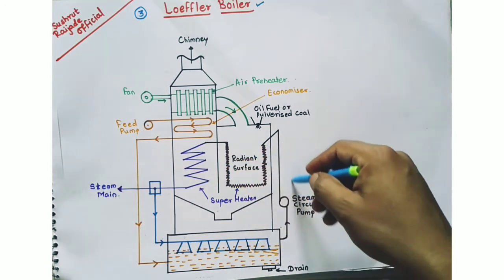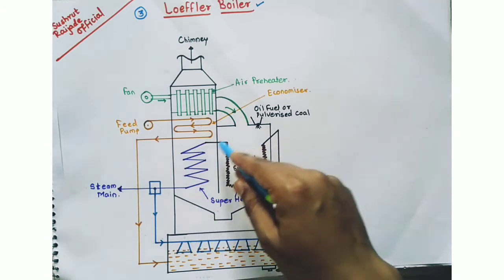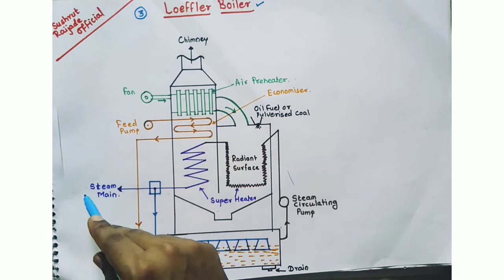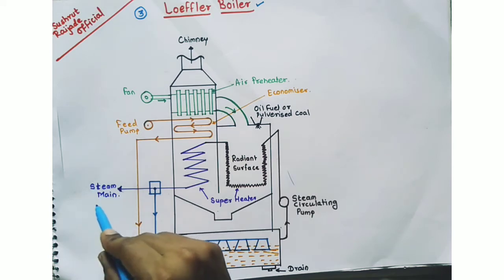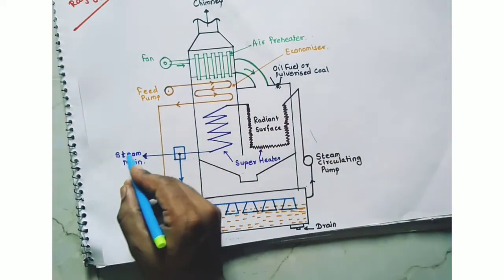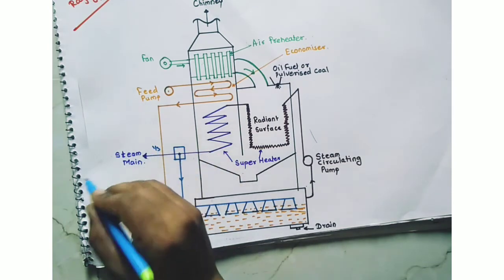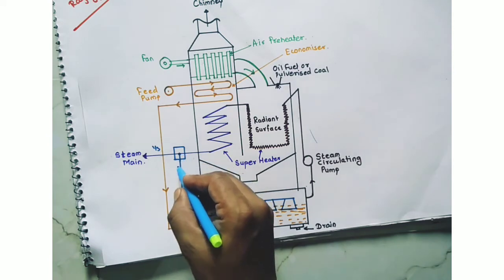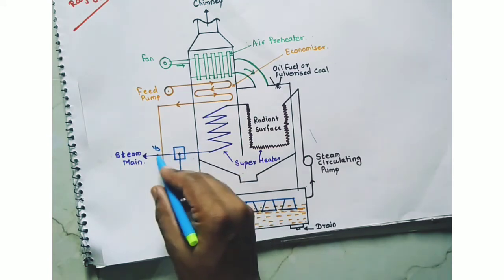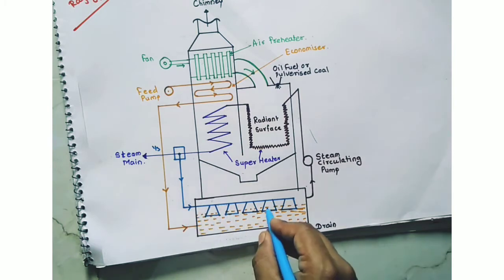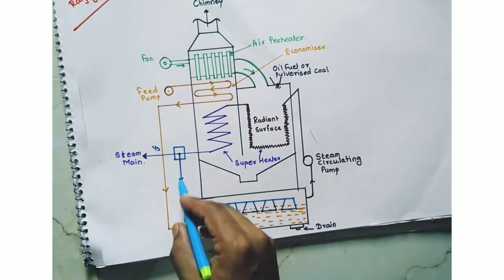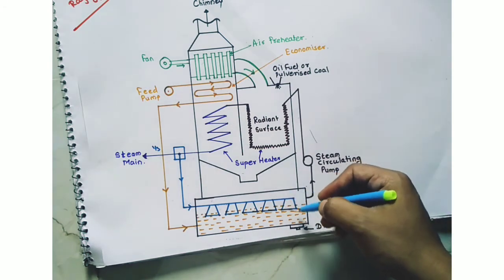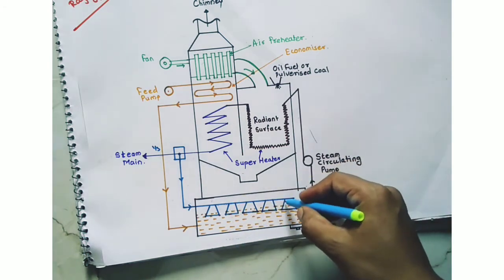The steam coming from the evaporating drum gets superheated in the superheater, and then that steam is supplied to the turbine. But only 1/3 of the steam is supplied to the turbine. The remaining 2/3 of the steam is drawn from the main steam towards the evaporating drum. In this evaporating drum, the superheated steam is passed through the nozzles.